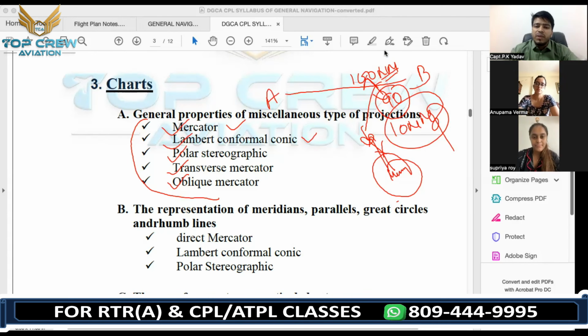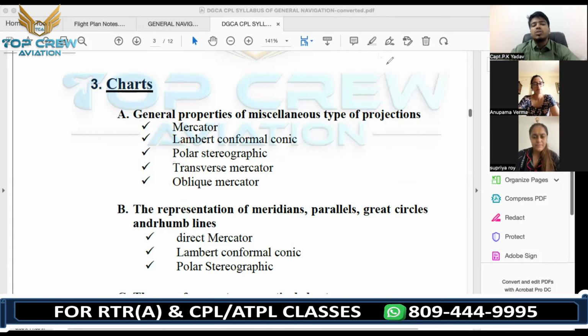But now things have been upgraded. These things are no longer needed. But being a pilot, we all learn what is the Mercator chart, what is Lambert, what is polar, transverse.